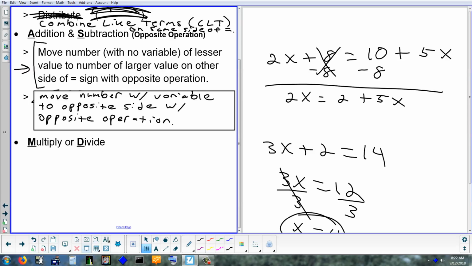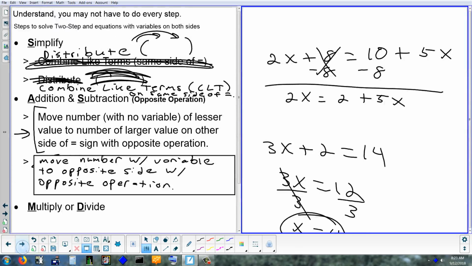Okay, is anyone still copying down those steps? So we're not going to get to distributive property today. Combined like terms, I think we may have one, maybe. We have one in there. We're definitely going to get to multiplying, dividing, adding, subtracting. That's all going to be in the problems we do.